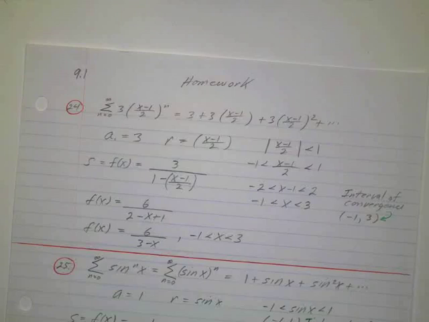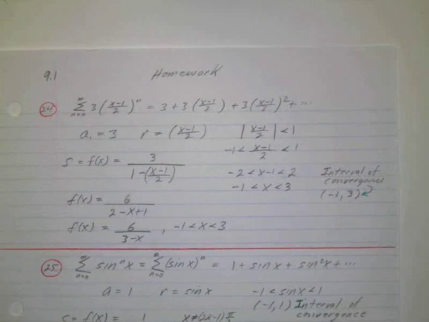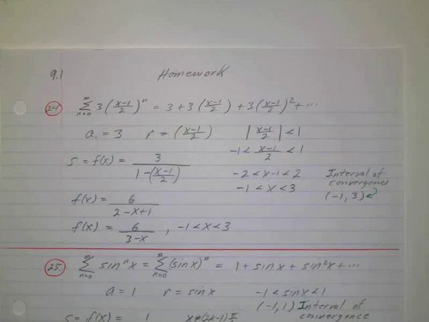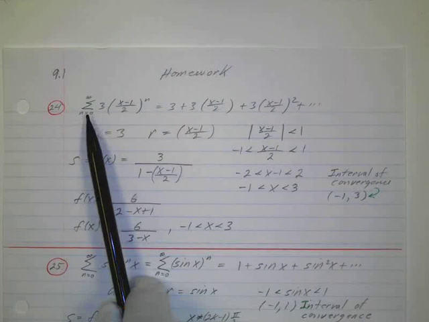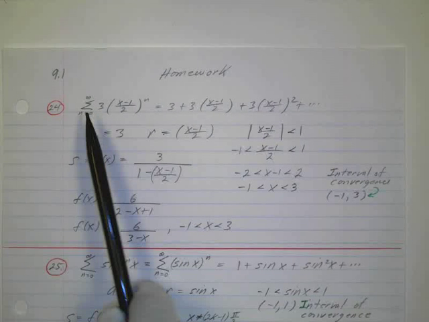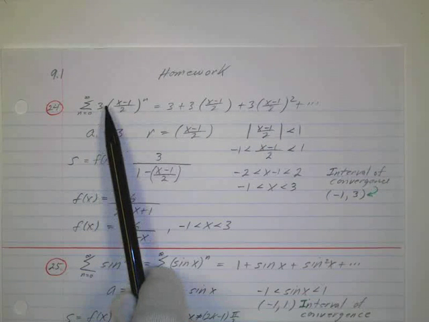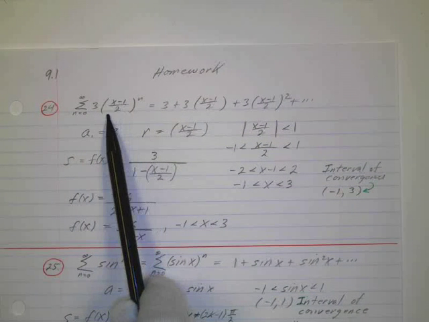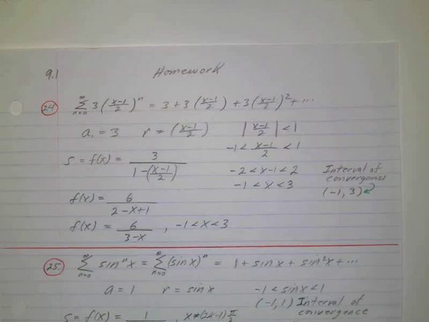Okay, let's take a look at number 24. And again, the same directions as 21, 22, 23, 24. Find the interval of convergence and the function represented by the geometric series. So this was our given series, the summation n equals 0 to infinity of 3 times (x minus 1) over 2, to the n power.